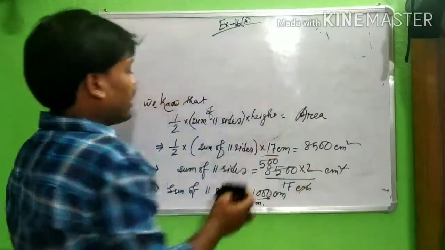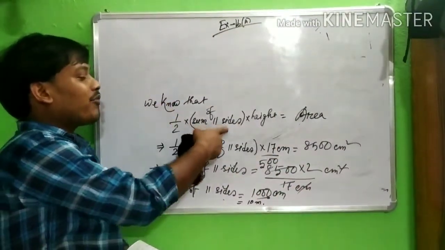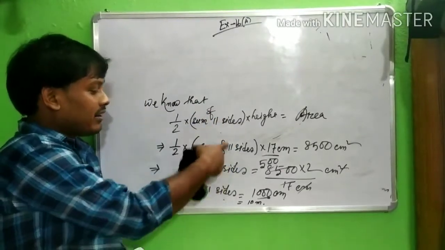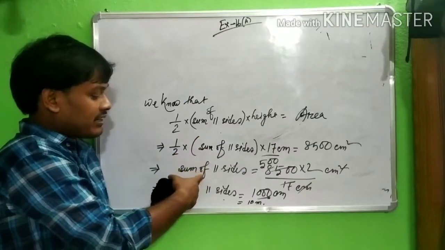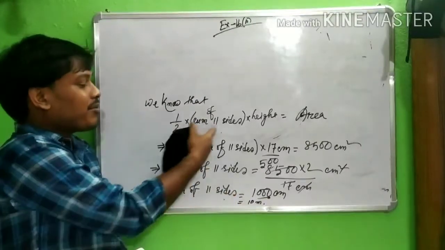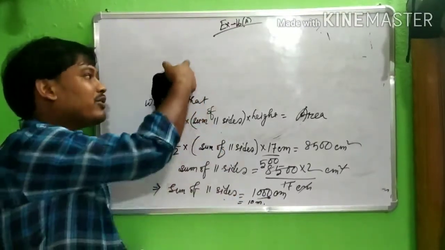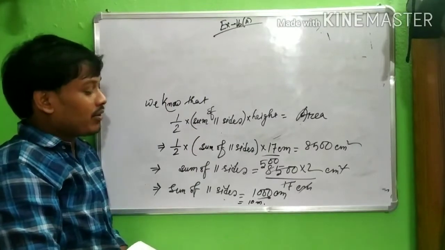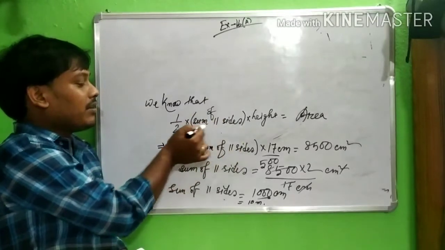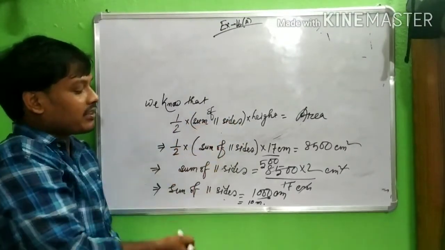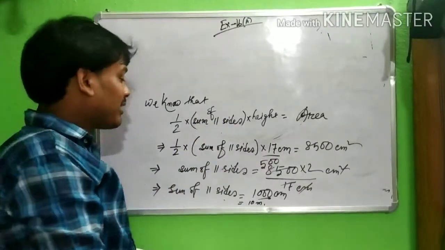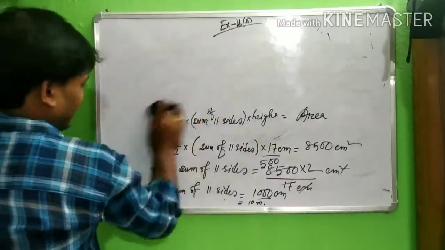For number 6, if at the first we let the sum of parallel side be x centimeter or x, then no need to write sum of parallel side. That's why at the first we let the sum of parallel side be x. Okay, in this way you can solve this math. You put x in place of the sum of parallel side, then no need to write more and more. As you wish, you can also solve that way.